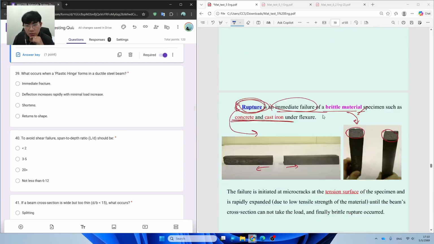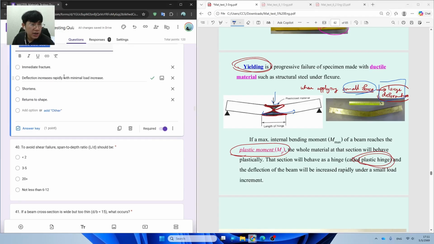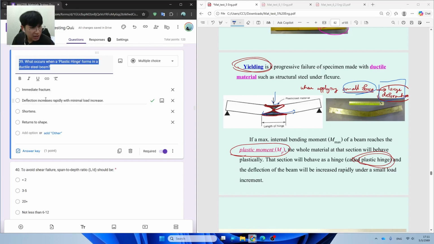All right, so if we move to the plastic hinge, how can we know that the plastic hinge occurs? We can observe it easily: when you apply a really small force and it deforms a lot, it provides really high deformation. When it yields a lot in a ductile material, that point we call the plastic hinge, which means its deflection increases rapidly by applying just a minimal load increment. Okay, this is its definition.